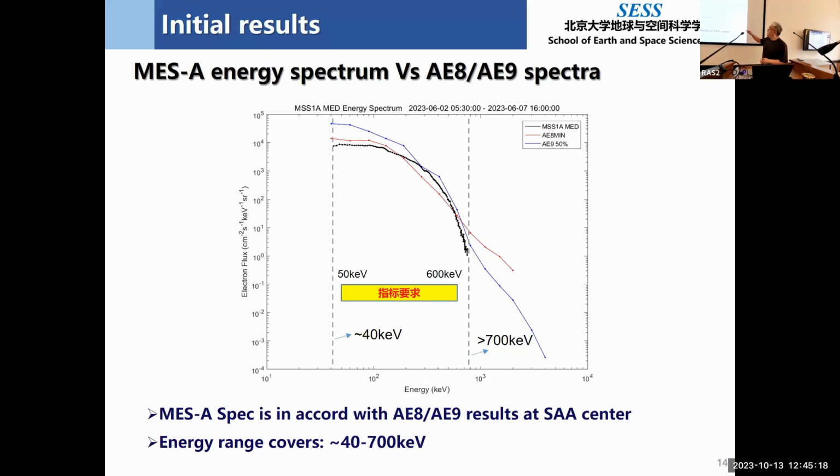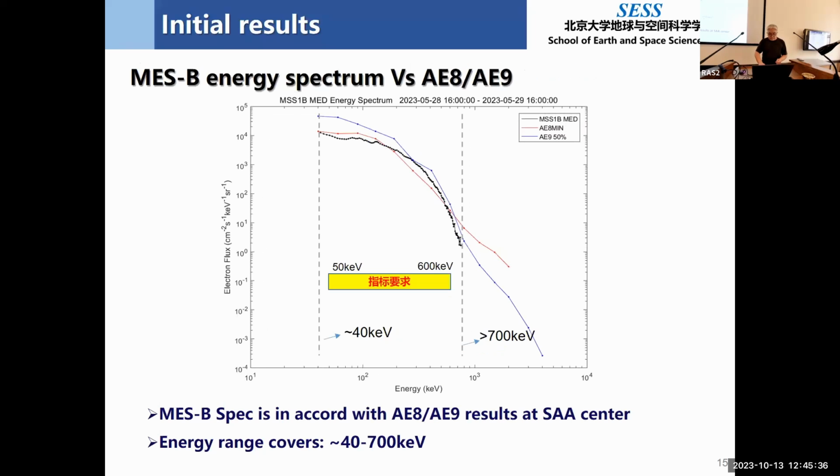We can see the nominal parameter is 50 to 600 keV, but actually we can measure 40 to 700 keV. It's better. Its speed is almost the same.